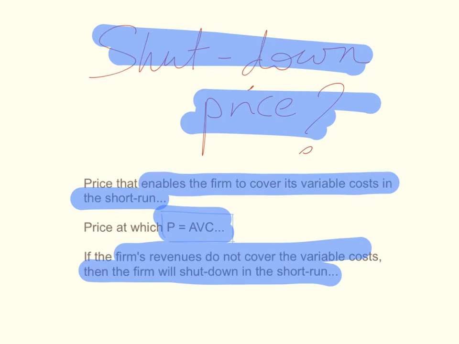So how should firms determine their shutdown price? Well, if your price is not enough to cover your average variable cost, that's the shutdown point, then you should shut down in the short run.